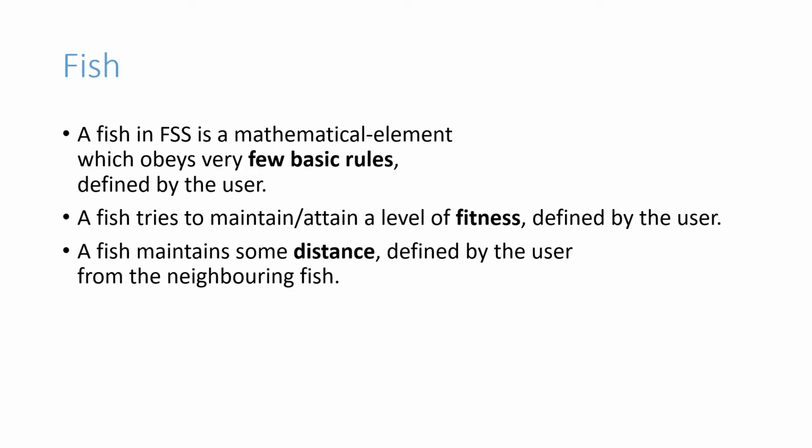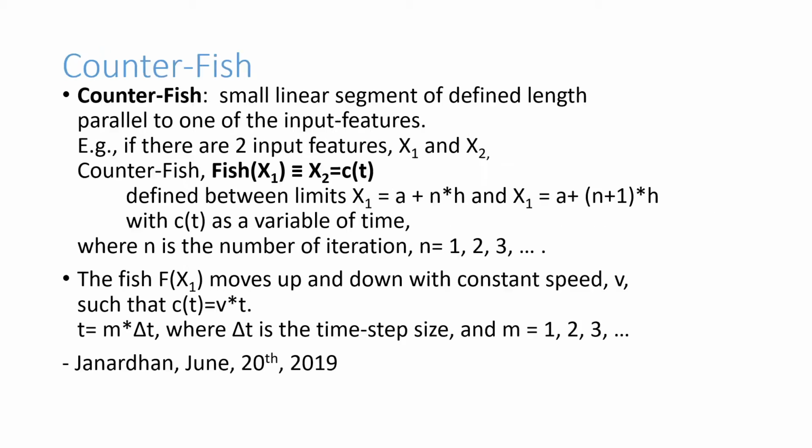A fish can be defined like this in the algorithm. In the original algorithm, fish school search, a fish is a mathematical element which obeys a few basic rules. A fish tries to maintain fitness. A fish maintains distance from the neighboring fish and communicates with the neighboring fish. This is how I define fish in my algorithm.